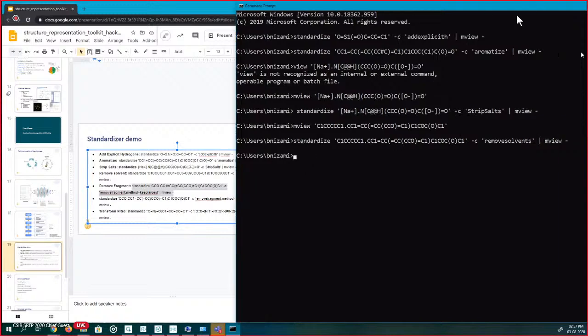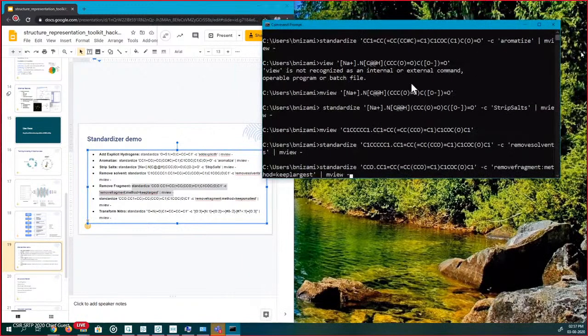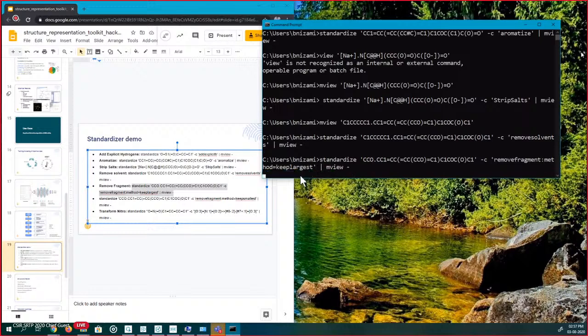Okay, I think yes. So standardize is the command. This is my input string. I'm saying remove fragment, and this remove fragment command comes with multiple different options. So I'm saying that the method of removing the fragment is to keep the largest fragment. So what it will do is identify the smallest fragment and remove it and only keep the largest one. So if I run this command, this is the output.